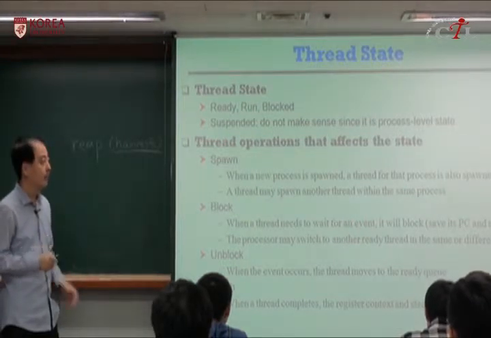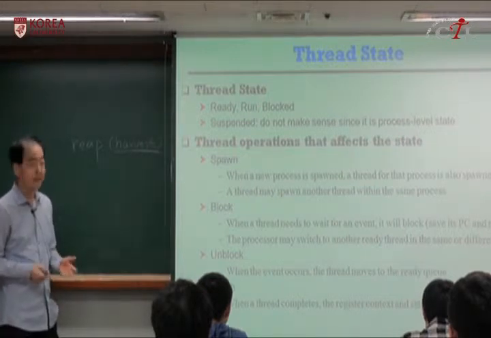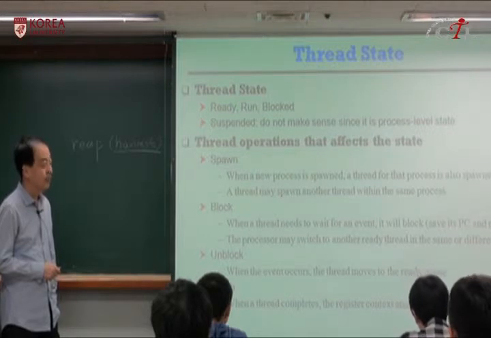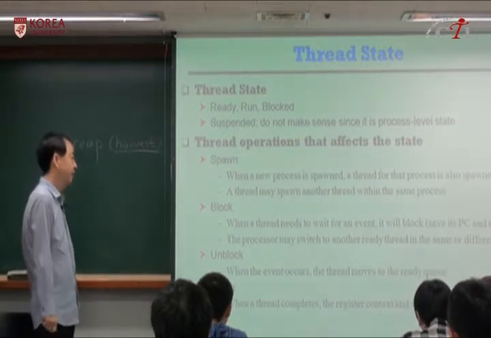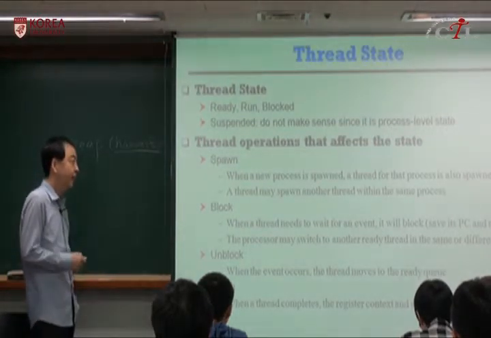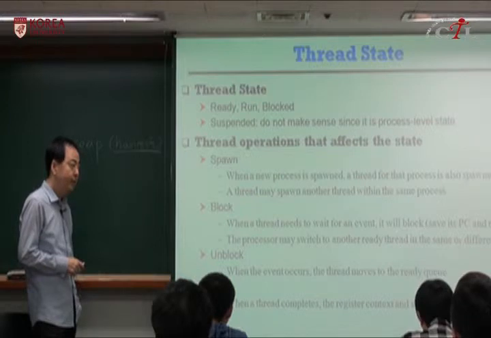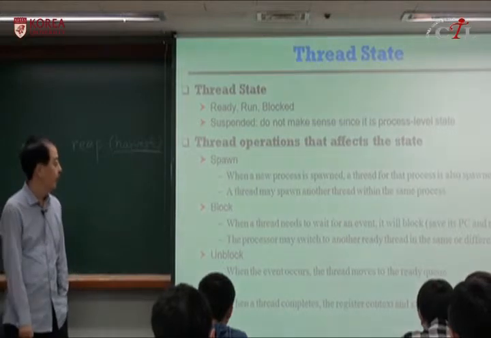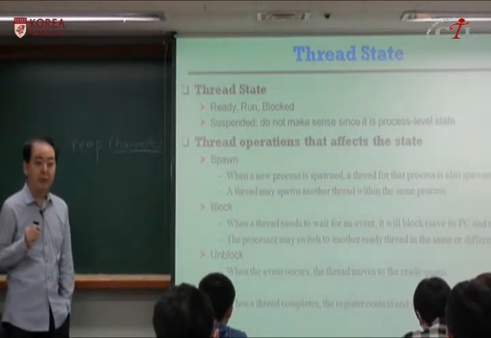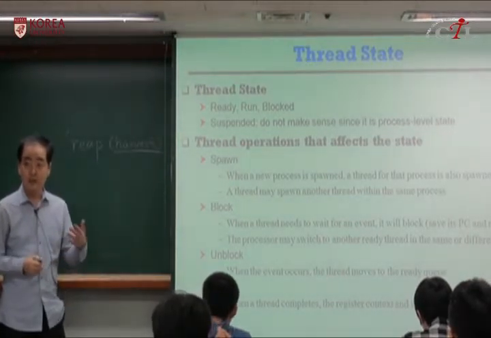Okay, it is blocked. So it has to save its program counter and registers in a thread control block or thread state. It has to save its program counter and general purpose registers into your thread context. After the blocking, as you have seen in the example, the processor may switch to another ready thread in the same process or in a different process. Okay? And unblock means that if the waiting event actually occurred, then the thread moves to the ready queue, ready to be assigned a processor.